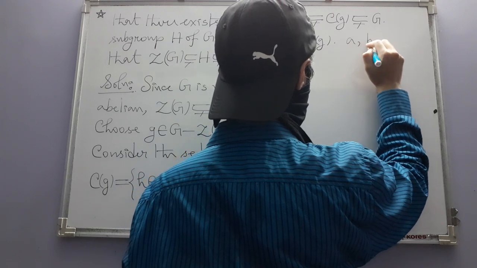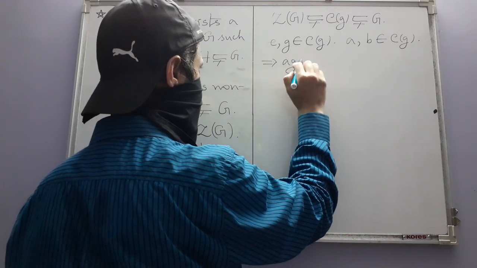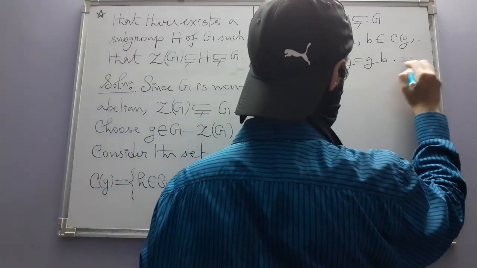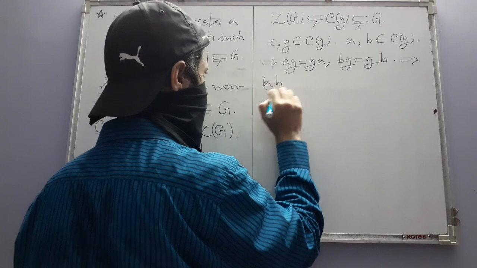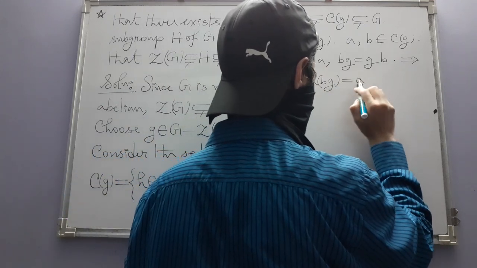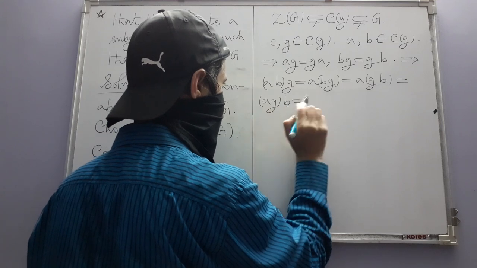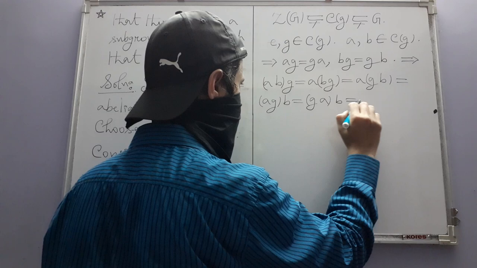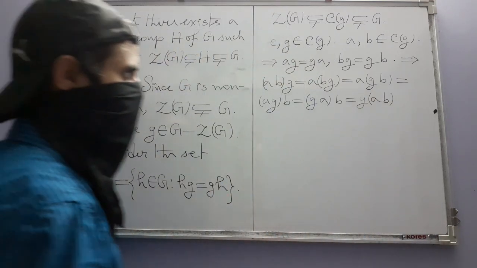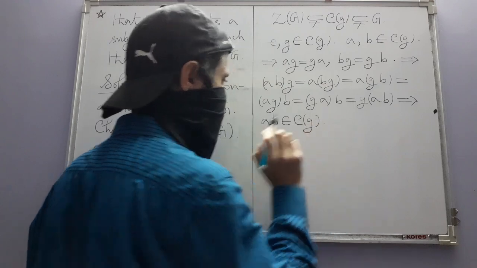So let us now consider two elements a and b in C(g). Then this implies that a commutes with g and b also commutes with g. And that is going to imply that ab commutes with g. Why? Because abg is a times bg by associative law. In place of bg, you can write gb. You use associativity once more. This becomes agb, and then this becomes gab. Use associativity once more, and you get gab. Okay, so that means ab belongs to C(g).